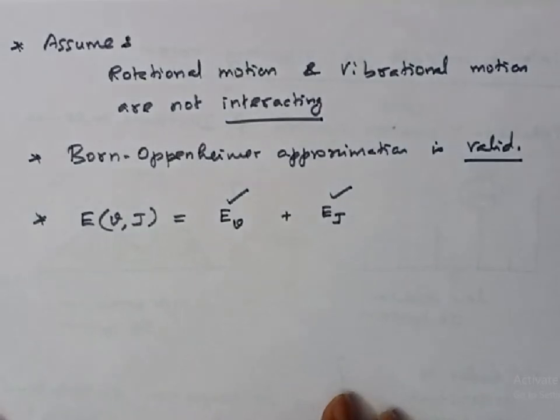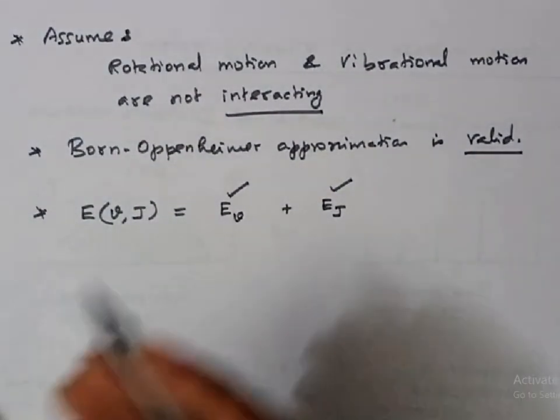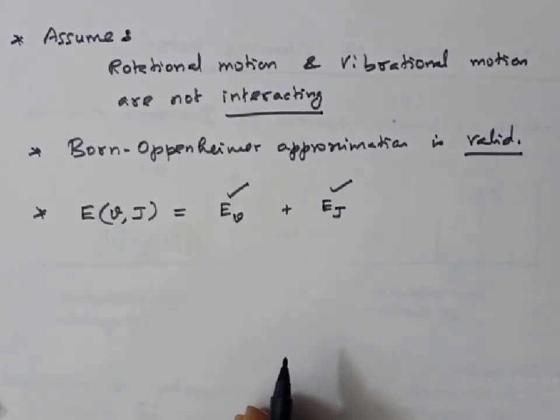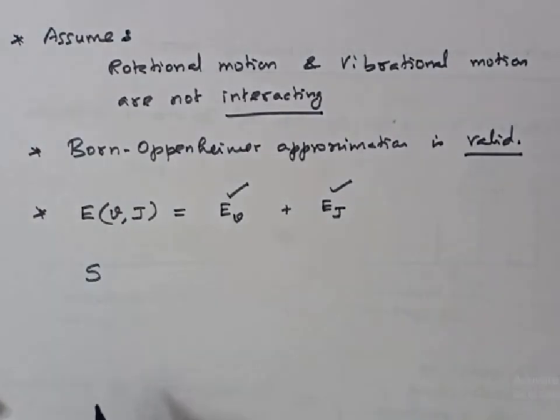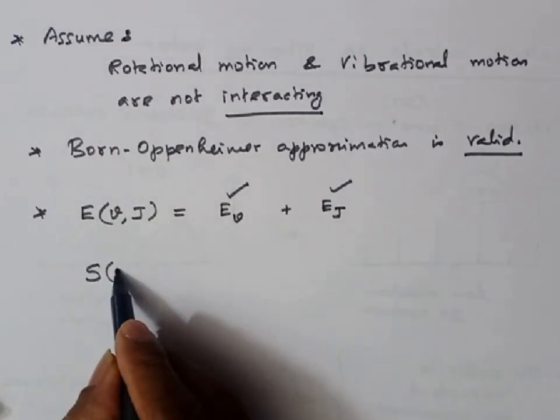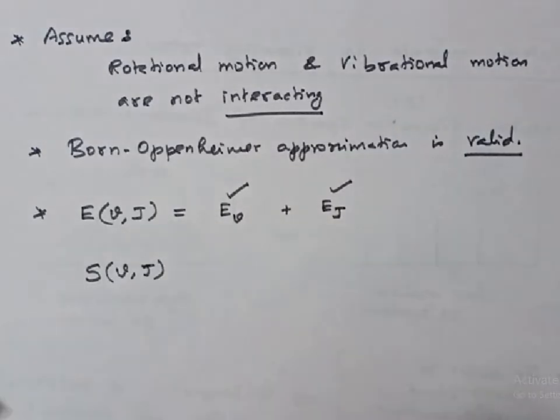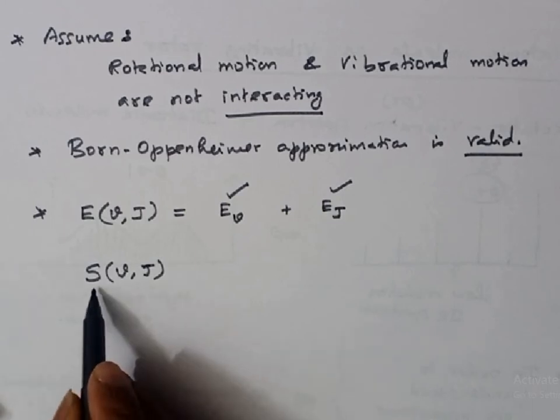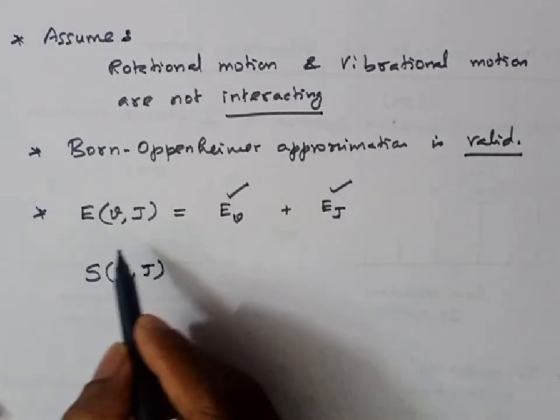That we'll discuss as we go along, right? Now, what is the energy in wave number? Because in vibrational spectroscopy, we normally express energy in terms of wave number. So energy in terms of wave number, I'm going to represent with the symbol S. These are all standard notation used in many standard books like Atkins, Herzberg, etc. S is nothing but total energy of vibrating rotor in wave number unit.